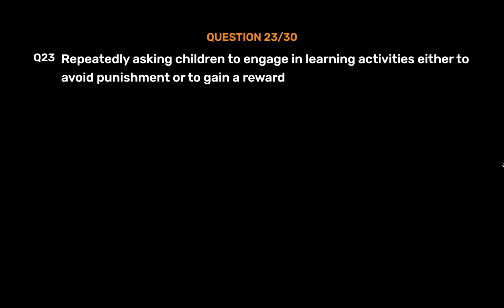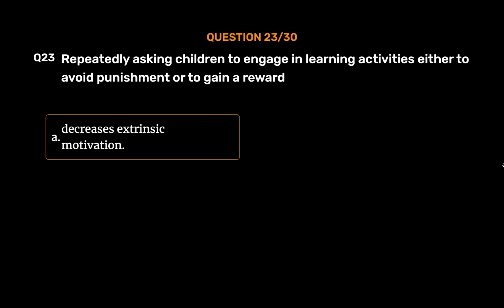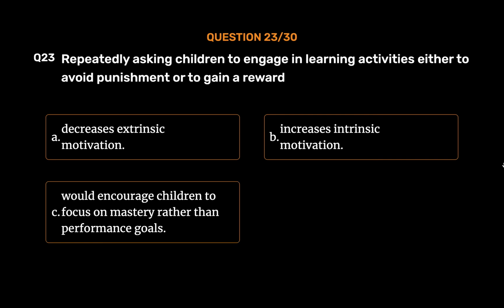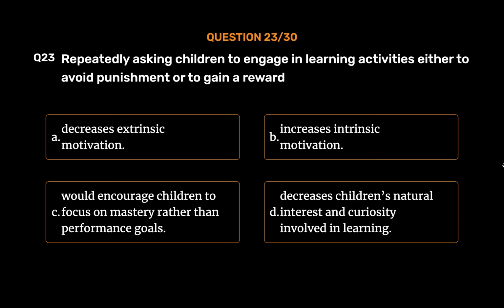Question number 23. Repeatedly asking children to engage in learning activities either to avoid punishment or to gain a reward: Option A. Decreases extrinsic motivation. Option B. Increases intrinsic motivation. Option C. Would encourage children to focus on mastery rather than performance goals. Option D. Decreases children's natural interest and curiosity involved in learning. The correct answer is Option D. Decreases children's natural interest and curiosity involved in learning.